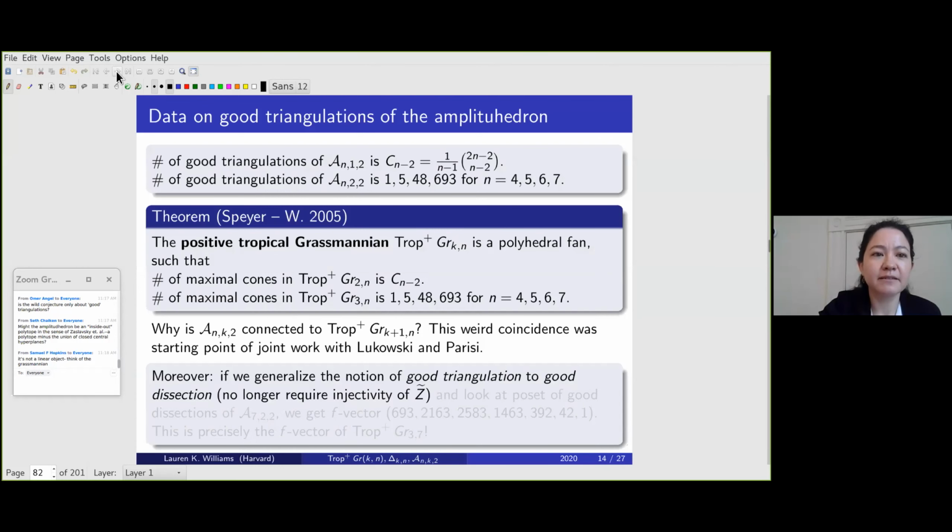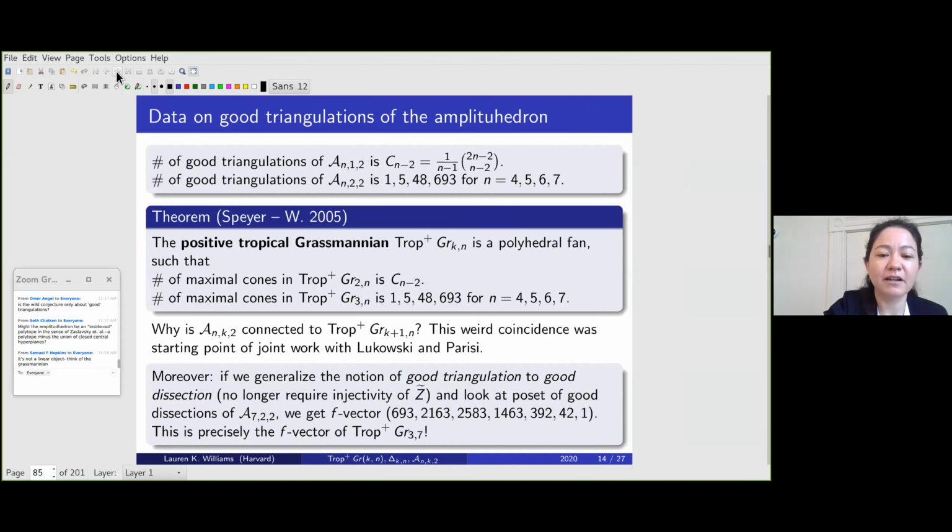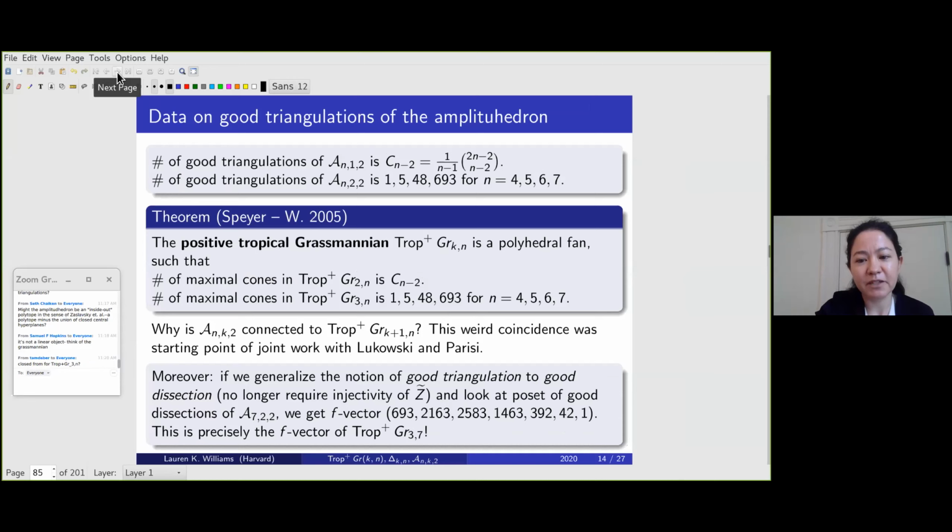And you can refine the numerical coincidence that I have above. You can generalize the notion of good triangulation to good dissection, where you just drop the requirement that Z tilde is injective. And you can look at the poset of good dissections, say of A_{7,2,2}, and you get this f-vector. And this is precisely the f-vector of a related positive tropical Grassmannian. Okay, so it's a very striking numerical coincidence.